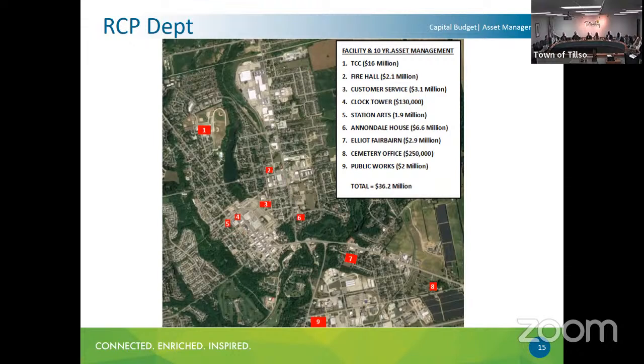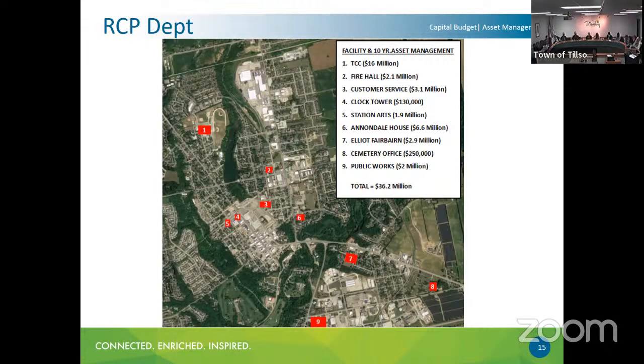I took the 9 biggest projects that we're looking at and where we're investing as per the facility asset management plan that was prepared and presented to us. And it's just a quick overview. I won't go line by line, but overall in these 9 locations, we have about a $36 million investment to maintain our current assets. And this obviously doesn't include things that were just added.